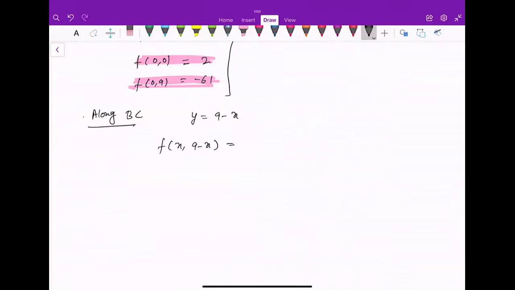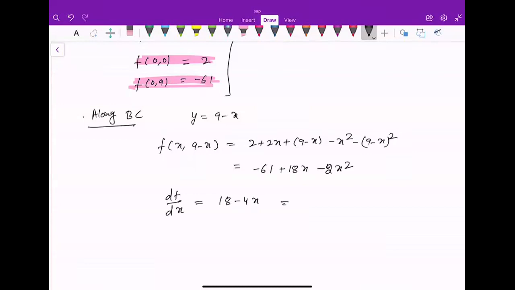ठीक है, तो ये आपके पास क्या आएगा? 2 plus 2x plus 2 times 9 minus x. In place of y we are putting 9 minus x, minus x square minus (9 minus x) whole square. So when you simplify it, you get -61 plus 18x minus 2x square. Okay, it is a function of one variable. So for computing the maximum or minimum point, we are differentiating it. df by dx equal to 18 minus 4x equal to 0.